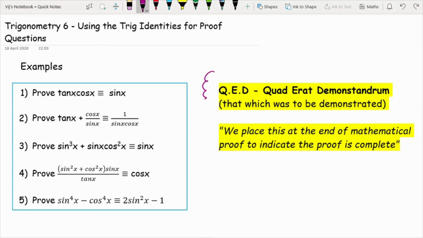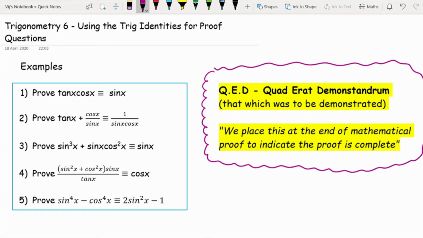Now, when you have finally proved that the left hand side equals the right hand side, what you can generally do is quote QED, which in Latin means quod erat demonstrandum, which basically means in English that which is to be demonstrated. And we tend to always find this in mark schemes. It's another way of saying that we place this at the end of every mathematical proof to indicate that the proof is complete. So we've proved what we've been asked to prove.